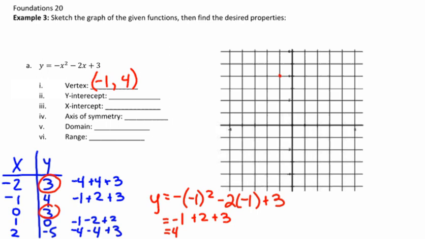We know it's opening down from our a value. Our y-intercept is at 3. And then we can plot our other points. So -1 and 4 we know is our vertex. -2 and 3. 1 and 0. And 2 and -1. Try that again. It's hard with my shadow here. You'll want to be as accurate as you can going through your points.